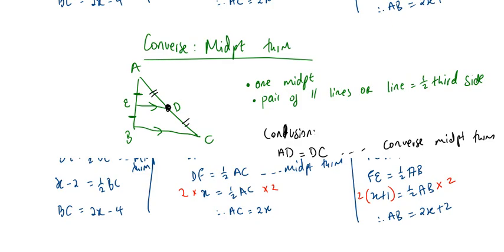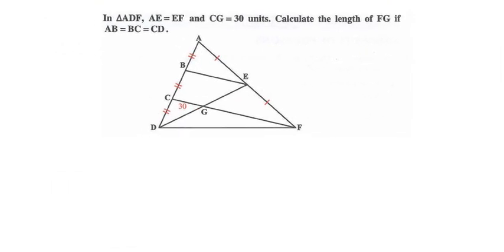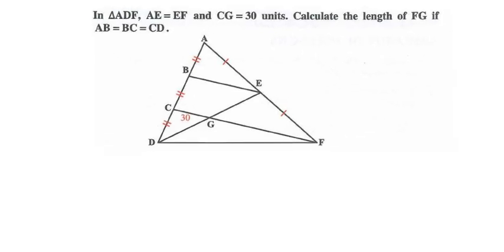Hey guys, need to be careful. So I hope you got how the midpoint theorem and the converse look like. Let's see. Here's a problem here. Can you try to apply the midpoint theorem and the converse to find the answer? They want the length of FG. I'll just give you 5 minutes.